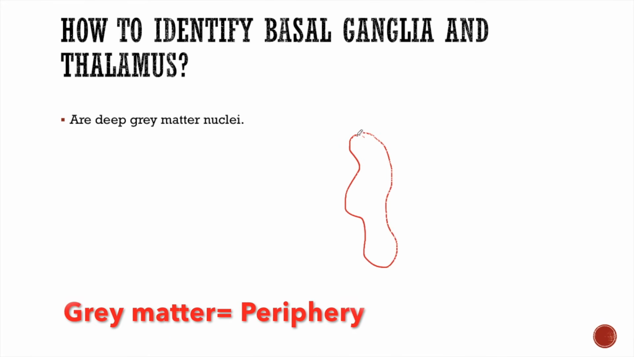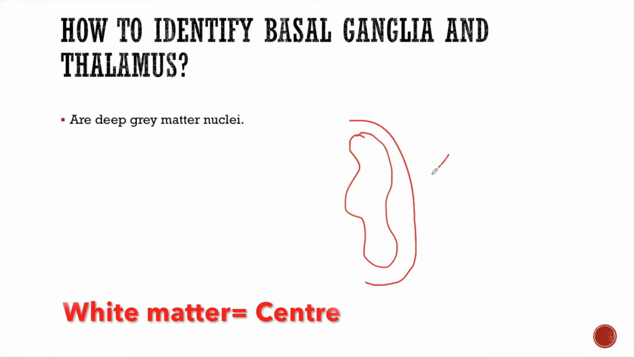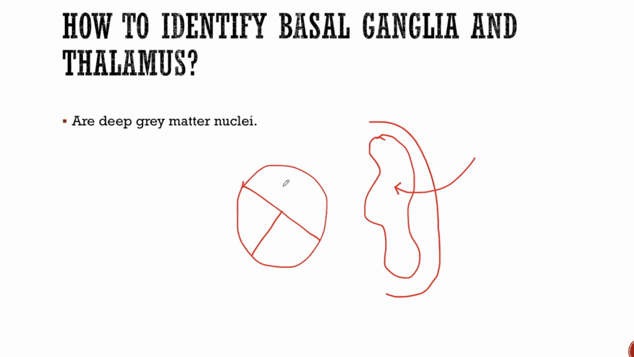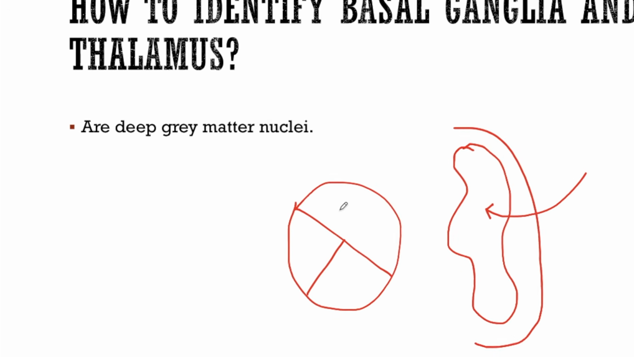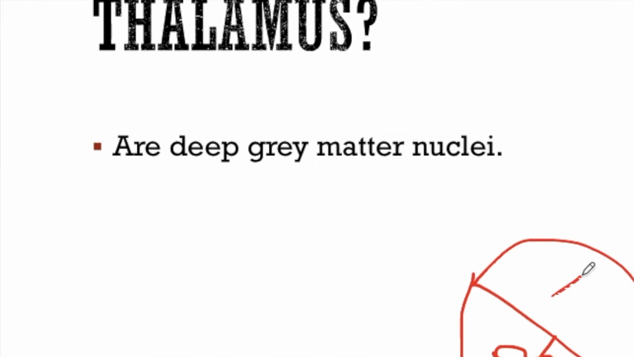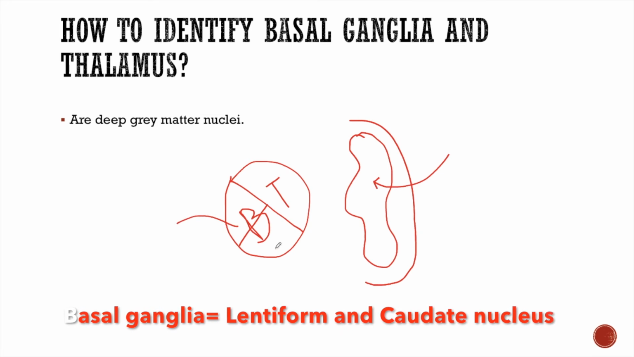How do we identify basal ganglia and thalamus? As we had already discussed earlier, most of the grey matter lies in the periphery of the brain and white matter lies in the central aspect of the brain. But in the deepest region of the brain, around the ventricles, there is a bundle of grey matter. This bundle of grey matter forms the deep grey matter nuclei and consists of the basal ganglia and the thalamus. The basal ganglia consists of lentiform nucleus and the caudate nucleus.